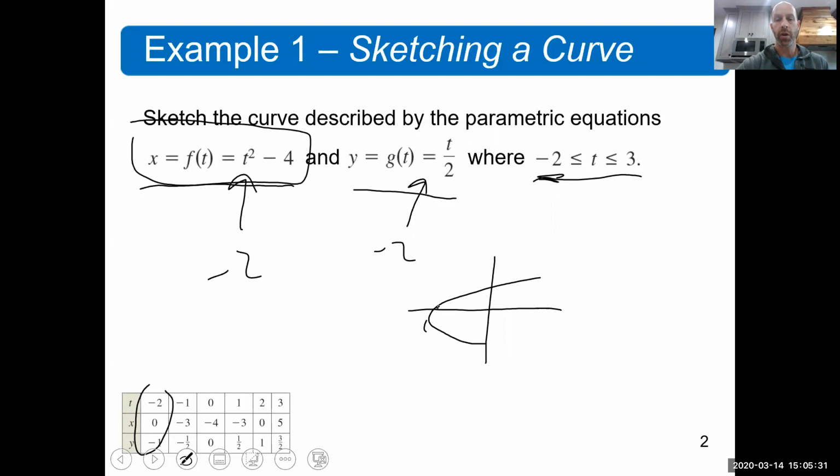So once you sketch your curve, you'll notice this is kind of a parabolic shape, and you add arrows. The direction as t is growing, you add your arrows. And this gives you an idea of the movement that's going on with this particular parametric equation.